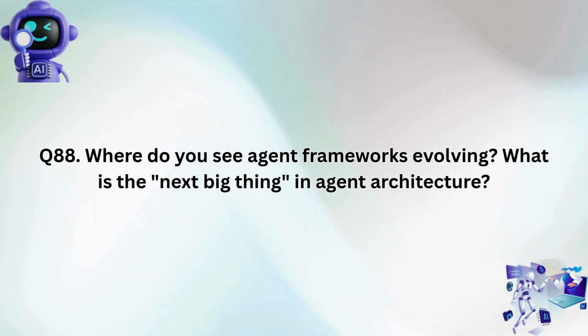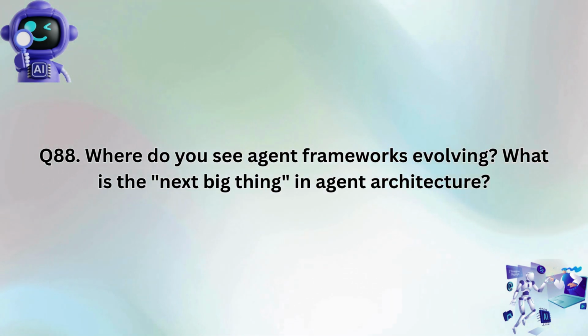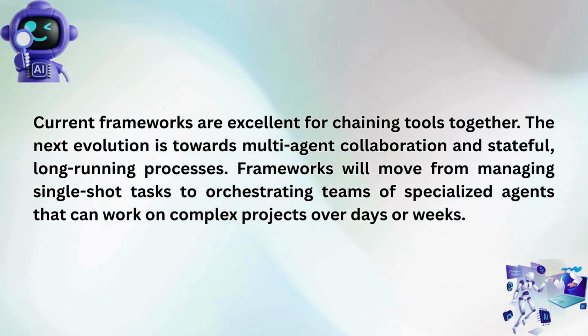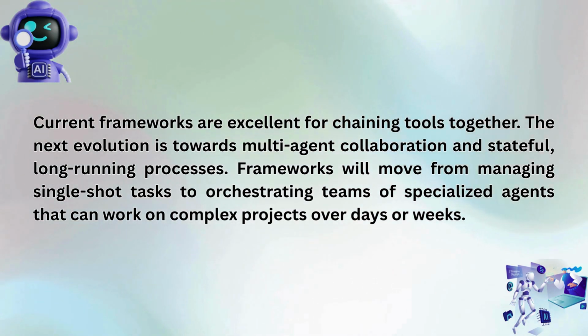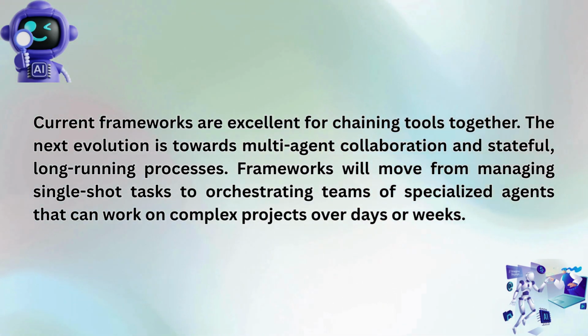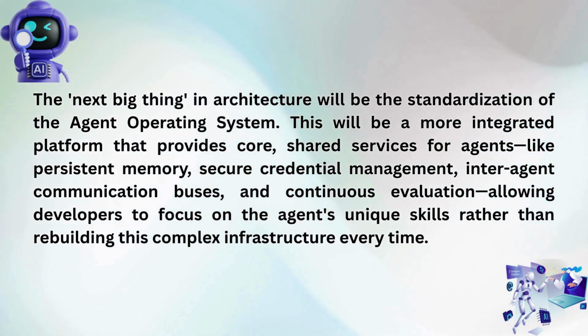Where do you see agent frameworks evolving? What is the next big thing in agent architecture? Current frameworks are excellent for chaining tools together. The next evolution is towards multi-agent collaboration and stateful, long-running processes. Frameworks will move from managing single-shot tasks to orchestrating teams of specialized agents that can work on complex projects over days or weeks. The next big thing in architecture will be the standardization of the agent operating system.